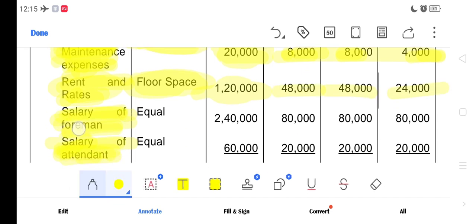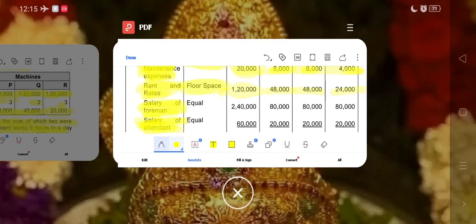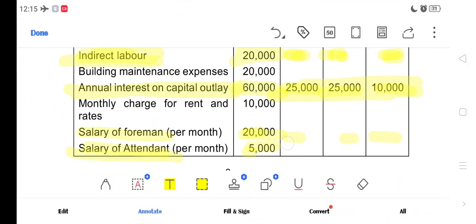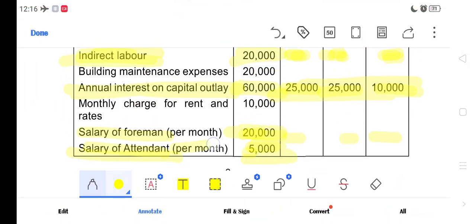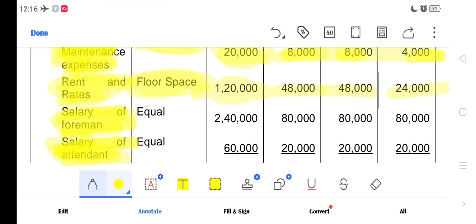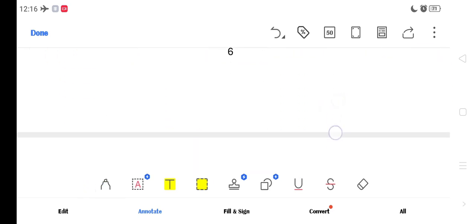Okay. So salary of foreman and salary of attendant. See here. So 20,000 and 5,000 per month they have given. So if 20,000 is per month, then what is the total for the year? 2 lakh 40 only, no? And 5,000 per month means 60,000 per annum. So equally they have control over all the three machines, and they have spent equal time, it seems. So 2 lakh 40 divided by 3 you are going to do, 80, 80, 80, equal time spent, no? And the same for salary of attendant also, 20, 20, 20. Yes, so standing charges are over.